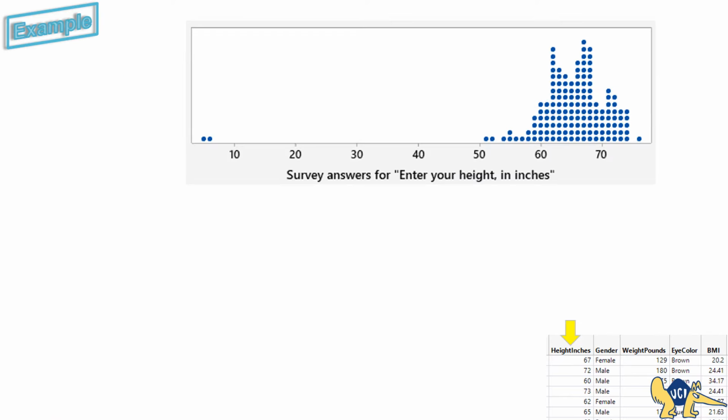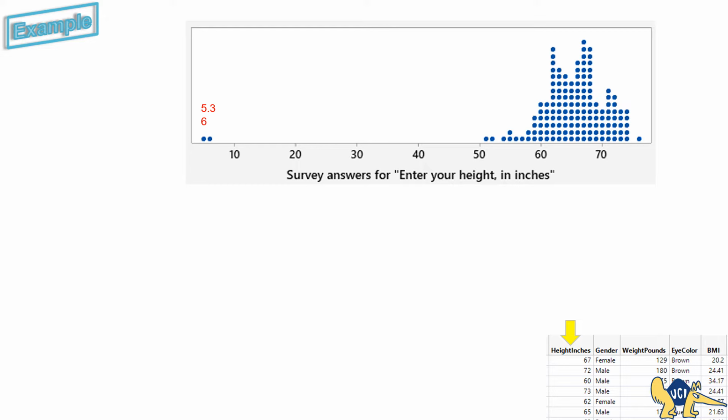Looking back at our UCI student survey data, we have here a dot plot displaying the answers to the survey prompt, enter your height in inches. Nearly all values are larger than 50 inches, but we see two extremely small and biologically impossible values, 5.3 and 6 inches. Clearly, those are errors, but because the survey was anonymous, there's no way for us to go back and double-check on those values. Therefore, those two extreme values should be discarded.